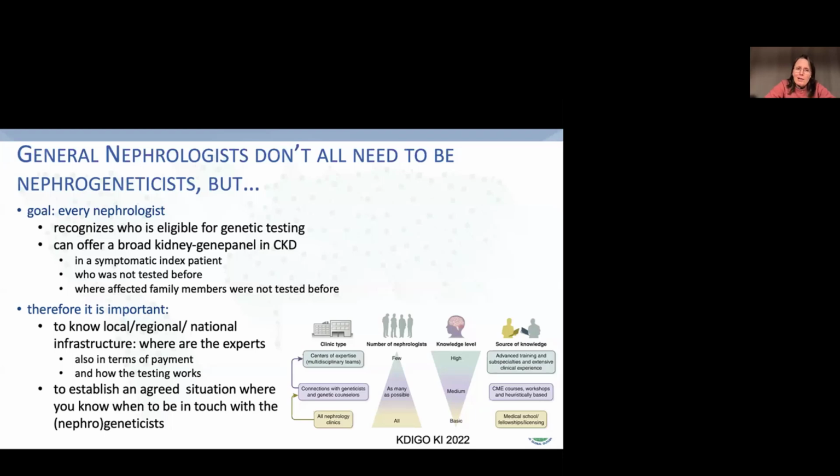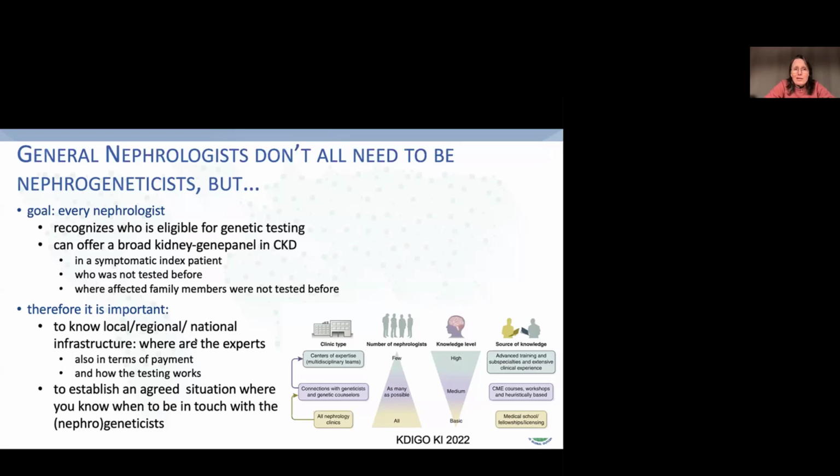As a personal statement, I want to put out here that general nephrologists don't all need to be nephrogeneticists, but I think the goal should be that every nephrologist, one, recognizes who is eligible for genetic testing, and two, can offer a broad kidney gene panel in CKD to a symptomatic index patient who was not tested before and where affected family members were not tested before.